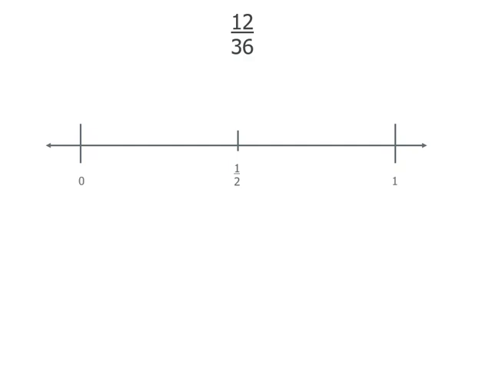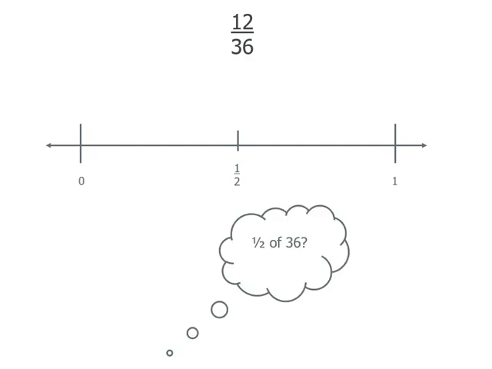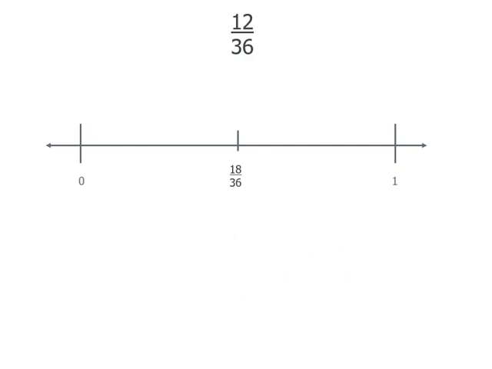If we look at the halfway mark, we can think about how many 36ths that would be. So what's half of 36? Well, half of 30 is 15 and half of 6 is 3. So that's 18. So half is the same as 18/36. And now what we can do is think about where 12 would be. Would it be less than 18 or greater than 18?